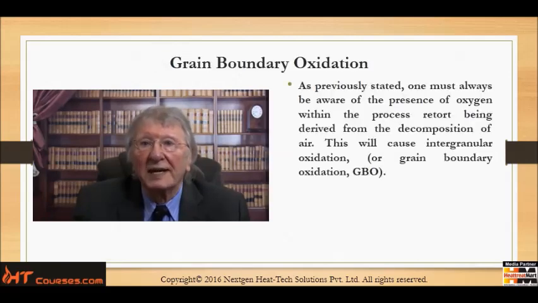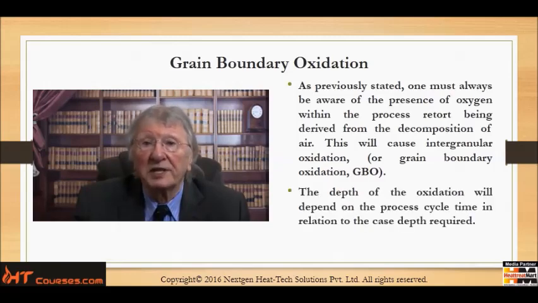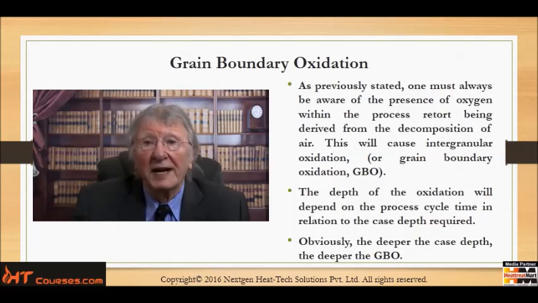As previously stated, one must always be aware of the presence of oxygen within the process retort being derived from the decomposition of air. This will cause intergranular oxidation or grain boundary oxidation, known as GBO. The depth of the oxidation will depend on the process cycle time in relation to the case depth required. Obviously, the deeper the case depth, the deeper the GBO.